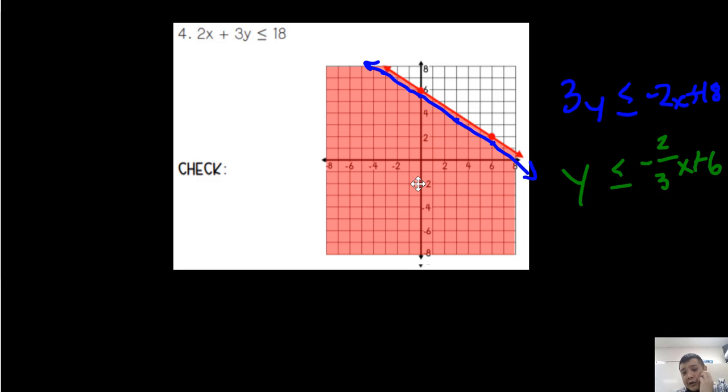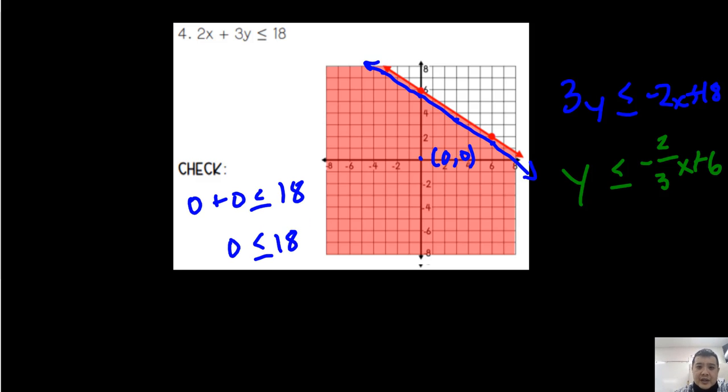So again, let's check using the origin, because the origin is part of the shaded region and that's going to be easier to do. So (0, 0). Going back to our original inequality, I would guess 0 plus 0 is less than or equal to 18, which is 0 is less than or equal to 18. So that seems to be true.